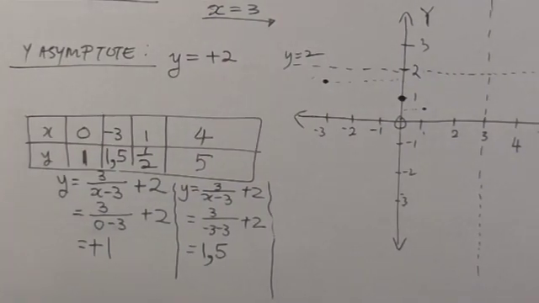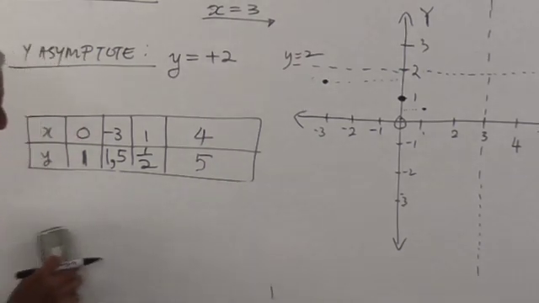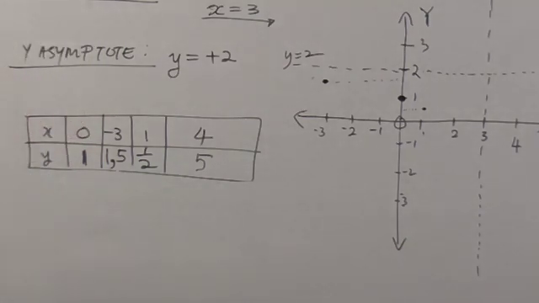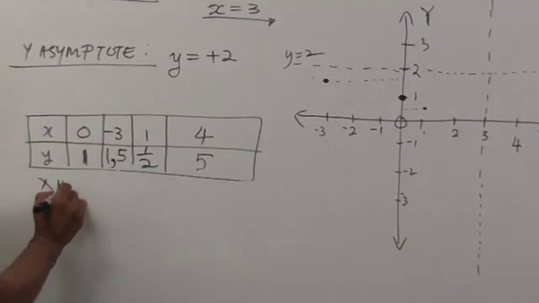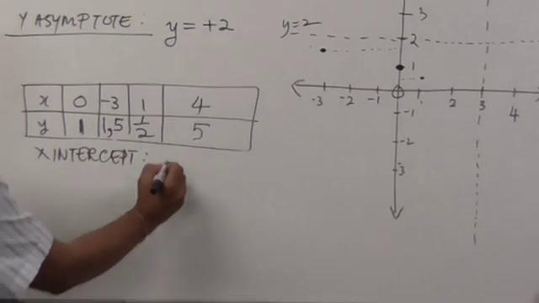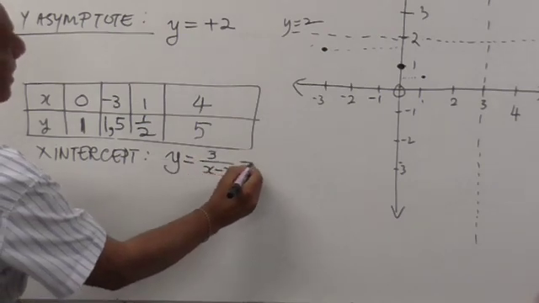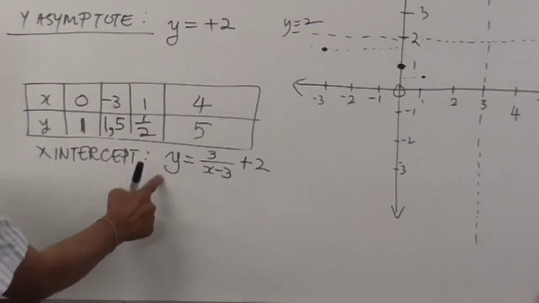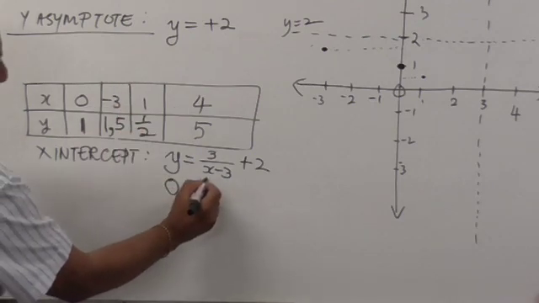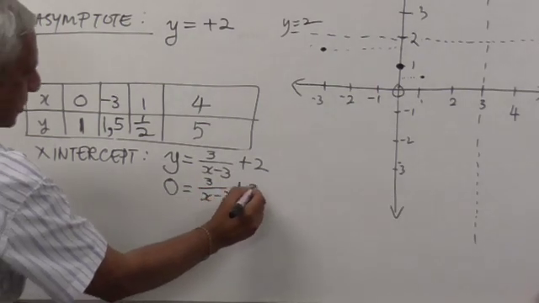So you might be actually interested in knowing what is the x-intercept. So if you want x-intercept, you can actually work it out. So we can work out the x-intercept for this graph, because you can see that this graph is going to cut the x-axis. So if you want the x-intercept, y is equal to 3 over x minus 3 plus 2. If you want x-intercept, you make y equal to 0. So 0 is equal to 3 over x minus 3 plus 2.